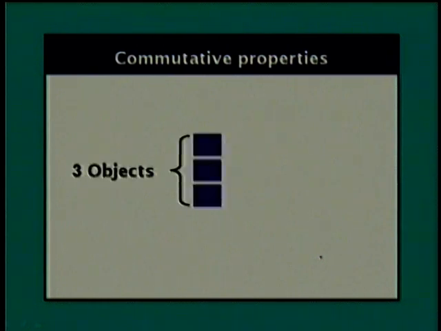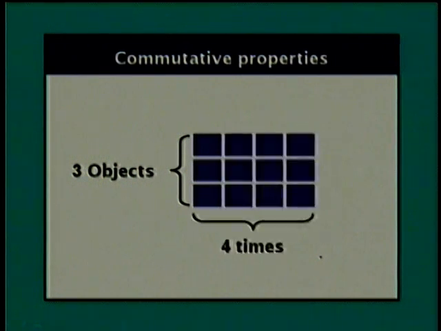We get a similar occurrence with multiplication. Let's say I have 3 objects, and I count those objects 4 times. This is a graphical representation of 4 times 3, and we all know that 4 times 3 is 12.